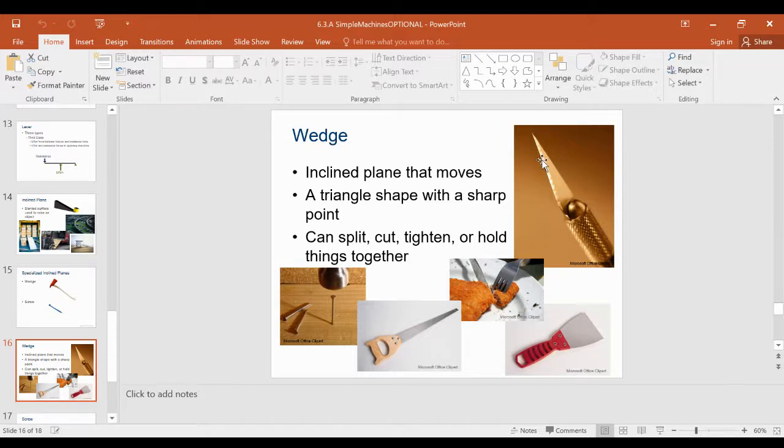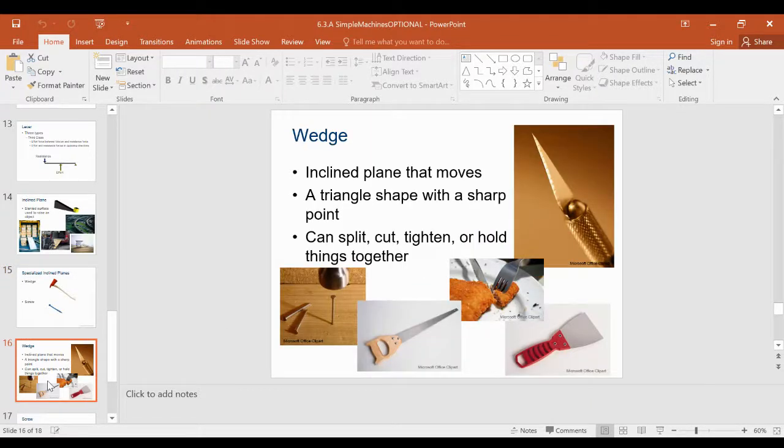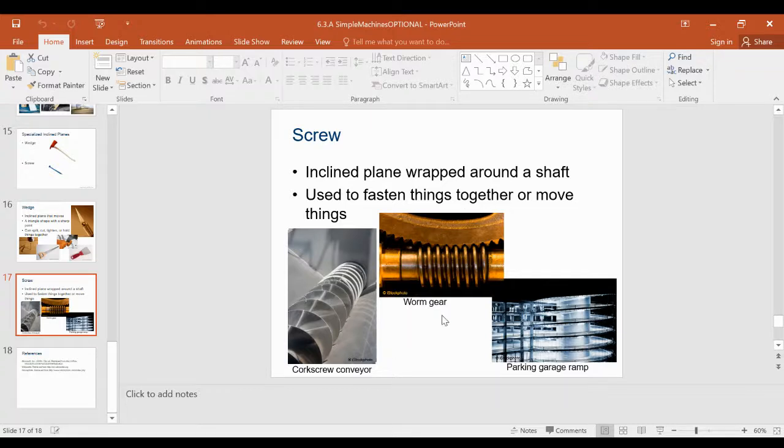Think about this. As a saw comes down, as a knife comes down, as a hatchet comes down, it splits an object apart. Okay? A screw is an inclined plane wrapped around a shaft. Screws are used to fasten things together or to move things. Screws are really useful in transferring a rotational force into a linear force, okay, or a circular movement into vertical, horizontal, that type of movement.